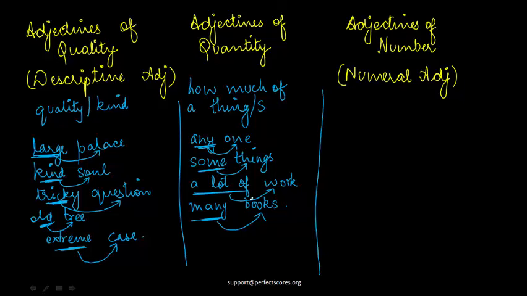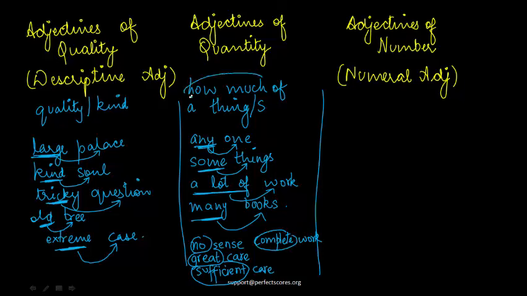Let me write down a few more examples of this. Okay, let's have a look at these examples. This makes no sense. So how much sense does it make? No sense. You need great care or you need sufficient care. How much care? Great or sufficient. Again, how much work? Complete work. So it answers the question, how much? So that is what adjectives of quantity depict.